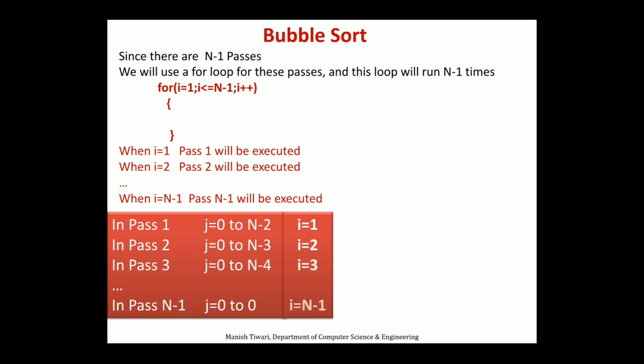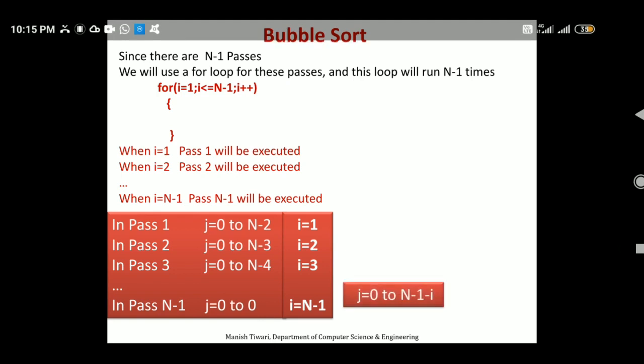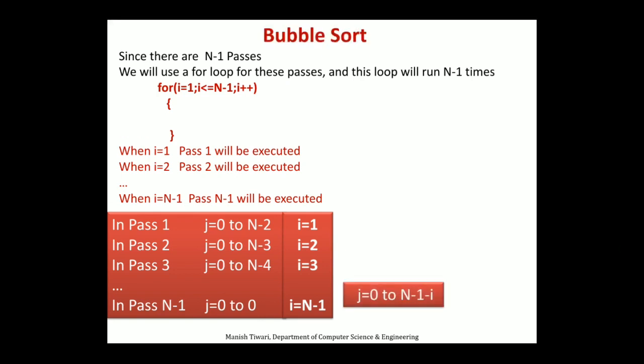The same way, in the last pass, when i is n minus 1, the loop of j should start from 0 and go up to 0 itself. That means the loop of j will be executed only once. And so if the value of i represents the pass number, then inside this i loop, the loop of j should start from 0 and go up to n minus 1 minus i.